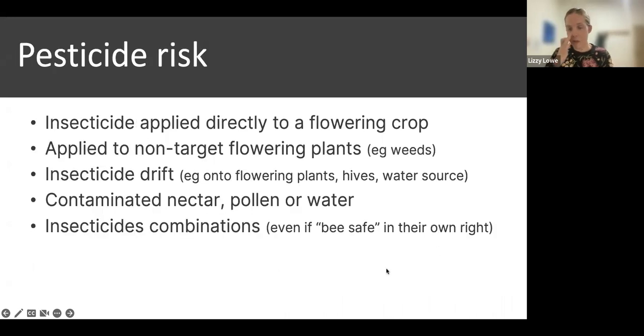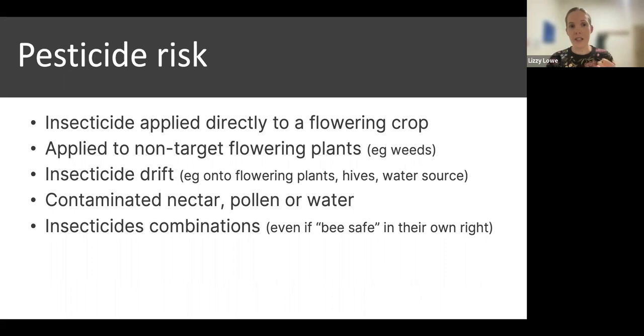But there are some ways you can reduce the risk to bees in particular if you're spraying. This doesn't apply for all pollinators, but it does help with bees. Some of those rules are that you would never spray on a flowering crop because that's when the bees are going to come in and get directly exposed to it. But also something which people don't think about is spraying those non-target plants. So often you would go out and spray the weeds and they're still flowering. And so the bees are still visiting those weeds and that's where they get exposed to the pesticide.